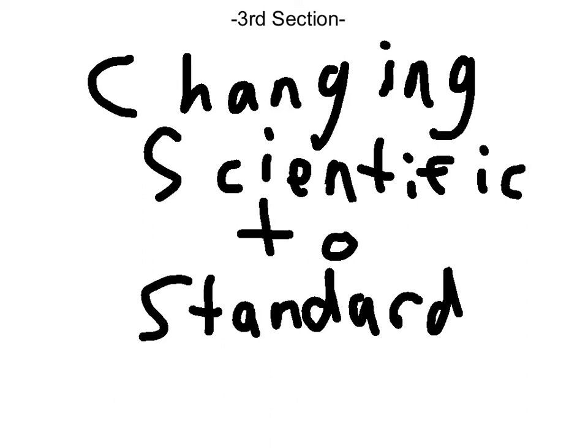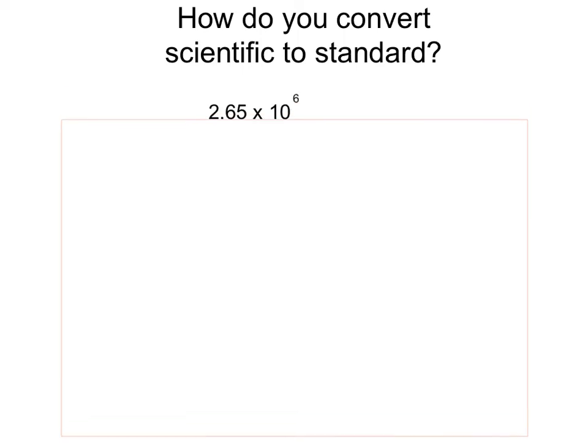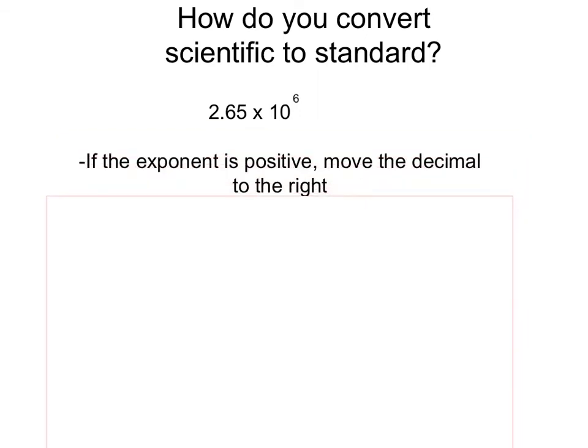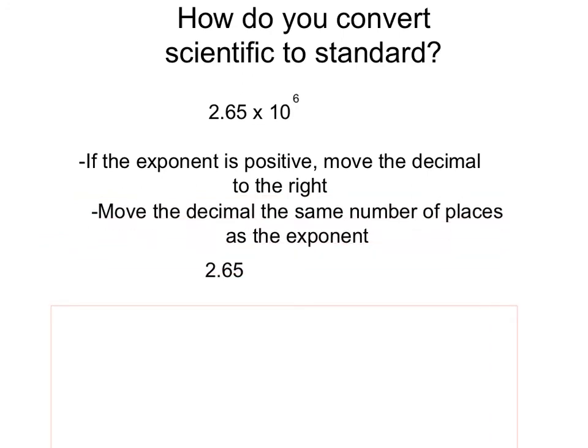Third section, converting from scientific notation to standard notation. How do you convert scientific notation to standard notation? Take 2.65 times 10 to the sixth power. Because the exponent is positive, the decimal point in 2.65 is moved to the right. Since the exponent is 6, the decimal point is moved 1, 2, 3, 4, 5, 6 places. So 2.65 times 10 to the sixth power equals 2,650,000.